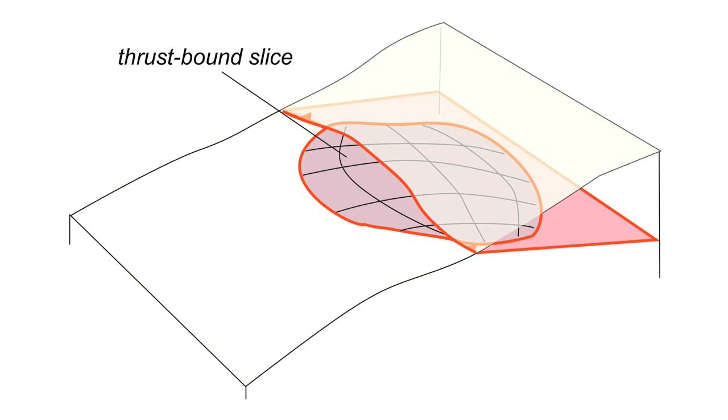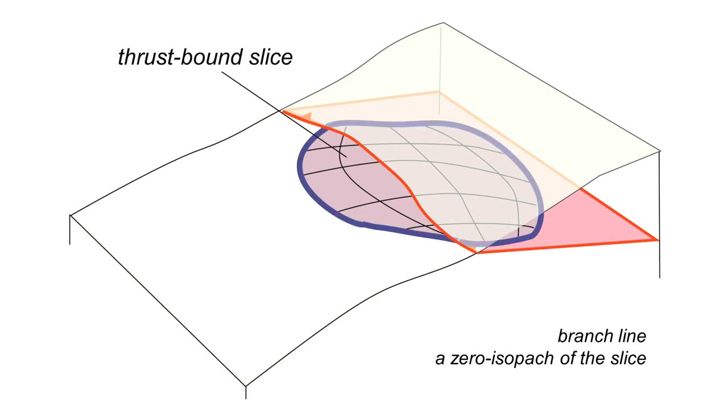The branch line is where the two thrusts join, and they join in 3 dimensions like this. And effectively, the branch line is the limit to our thrust-bound slice. In other words, it's the slice's zero isopach. Outside this blue line, the thrust slice doesn't exist. Inside, it very much does exist. So that's our 3-dimensional representation of the branch line.